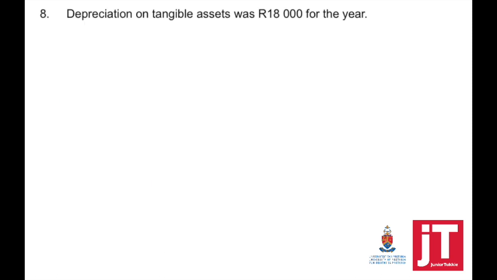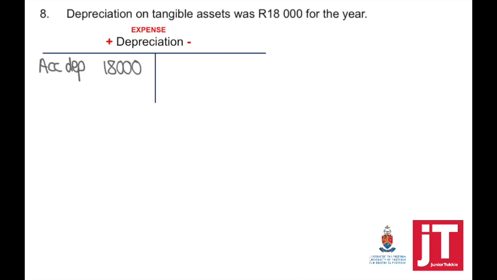Adjustment number 8, depreciation on tangible assets was 18,000 for the year. There was no calculation in here. You just need to show the depreciation is an expense which will be debited. Now they said tangible assets, so this is why my detail is accumulated depreciation. I don't know if it was on equipment or vehicles. It's not relevant to the question. Remember, question 1.2 was income statement only. So we would show depreciation as part of our operating expenses.